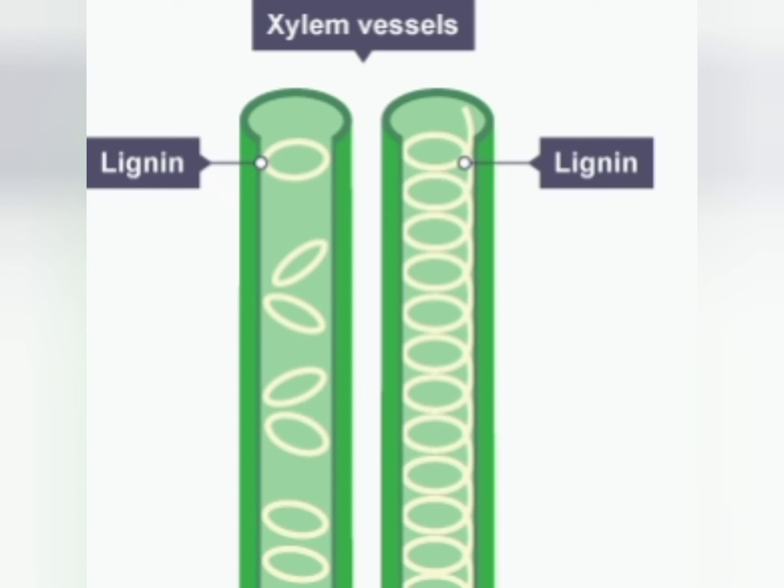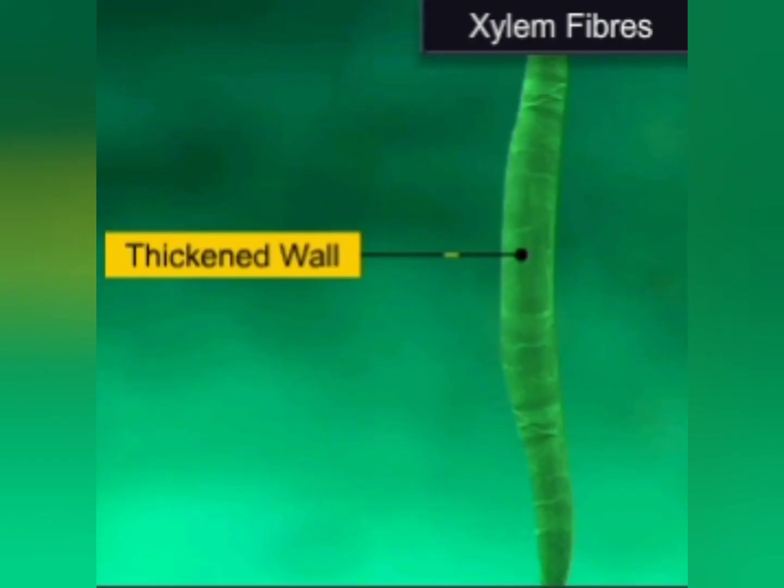So now the next part, that is the xylem fiber. They are sclerenchyma fibers found in xylem. Xylem fibers have thick pitted walls, narrow lumen and tapering ends. They provide only mechanical strength as it is dead.